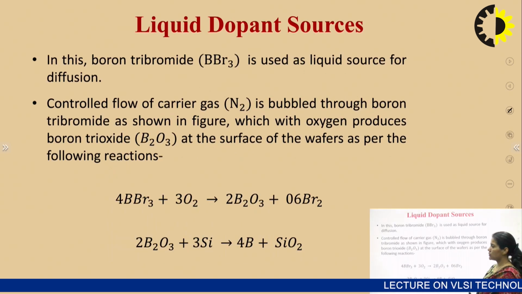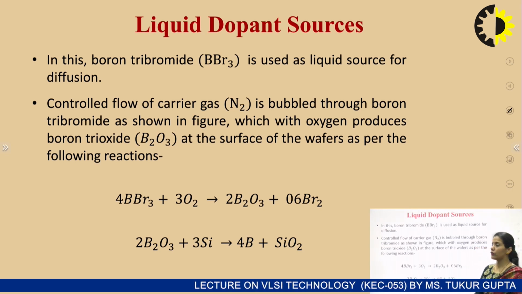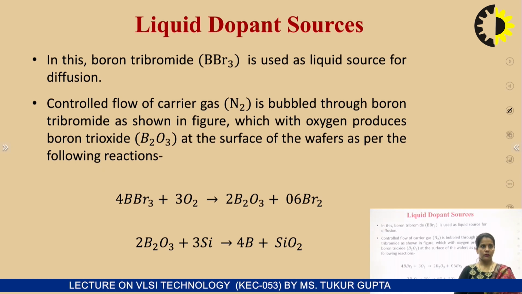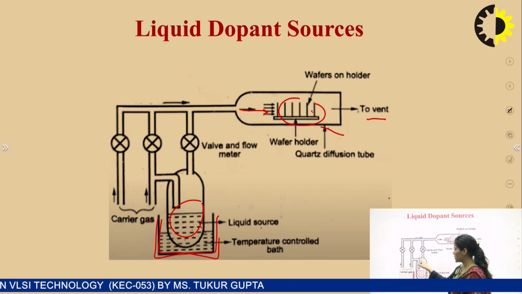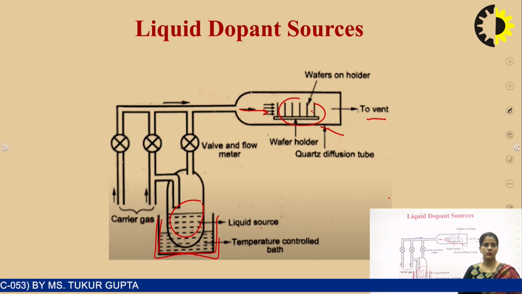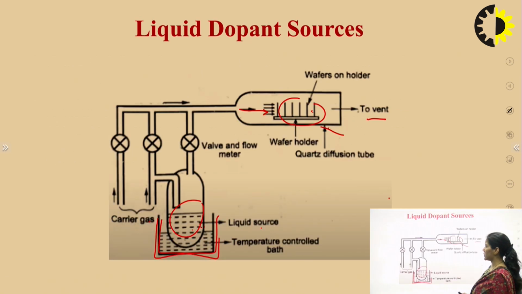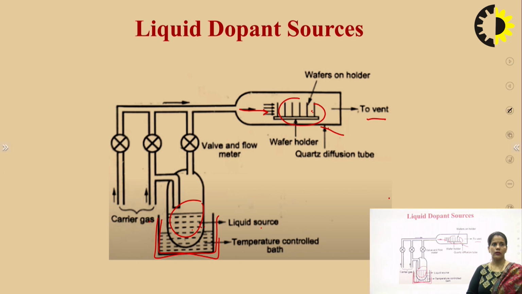Generally boron tribromide, that is BBr3, is used as a liquid source for diffusion. So this is the liquid dopant which is put inside this tube. We can see this capsule. This liquid dopant is placed inside this capsule. Again, the controlled flow of carrier gas. Here the carrier gases were available, that is the N2 and O2.